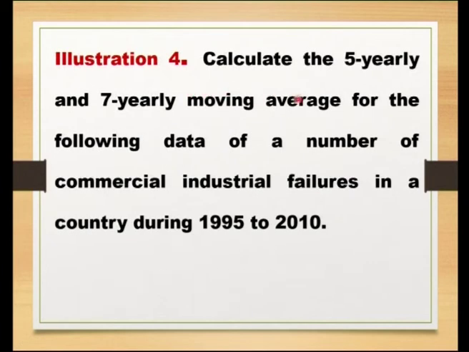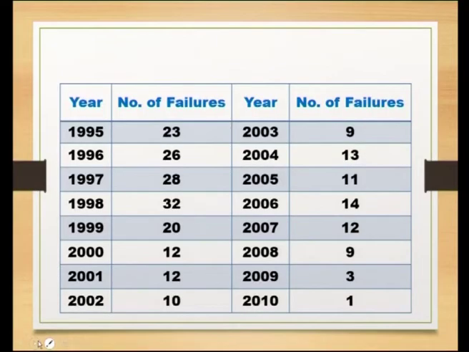Illustration 4 goes like this: calculate the 5-yearly and 7-yearly moving averages for the following data of the number of commercial industrial failures in a country during 1995 to 2010. So many years have been given. For calculating such big yearly moving averages, we need to have at least 10 values. From 1995 to 2010, 16 values are given.